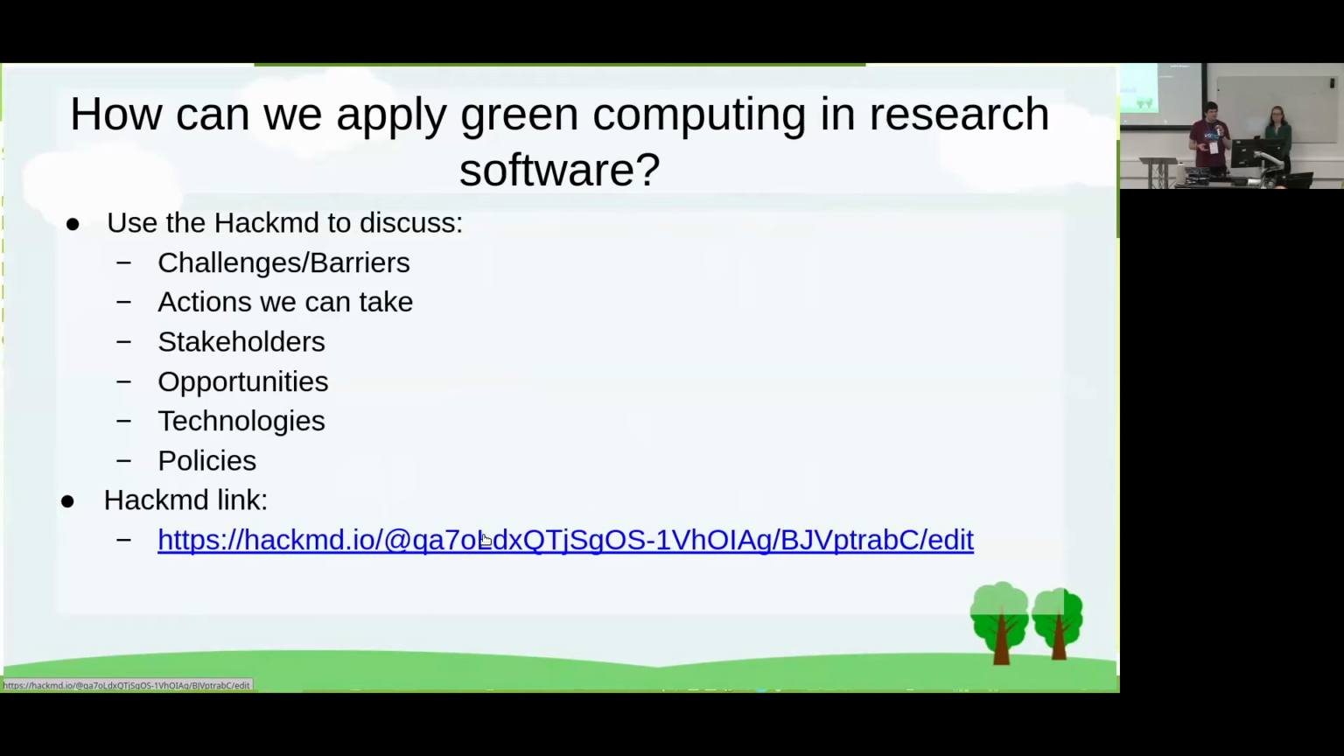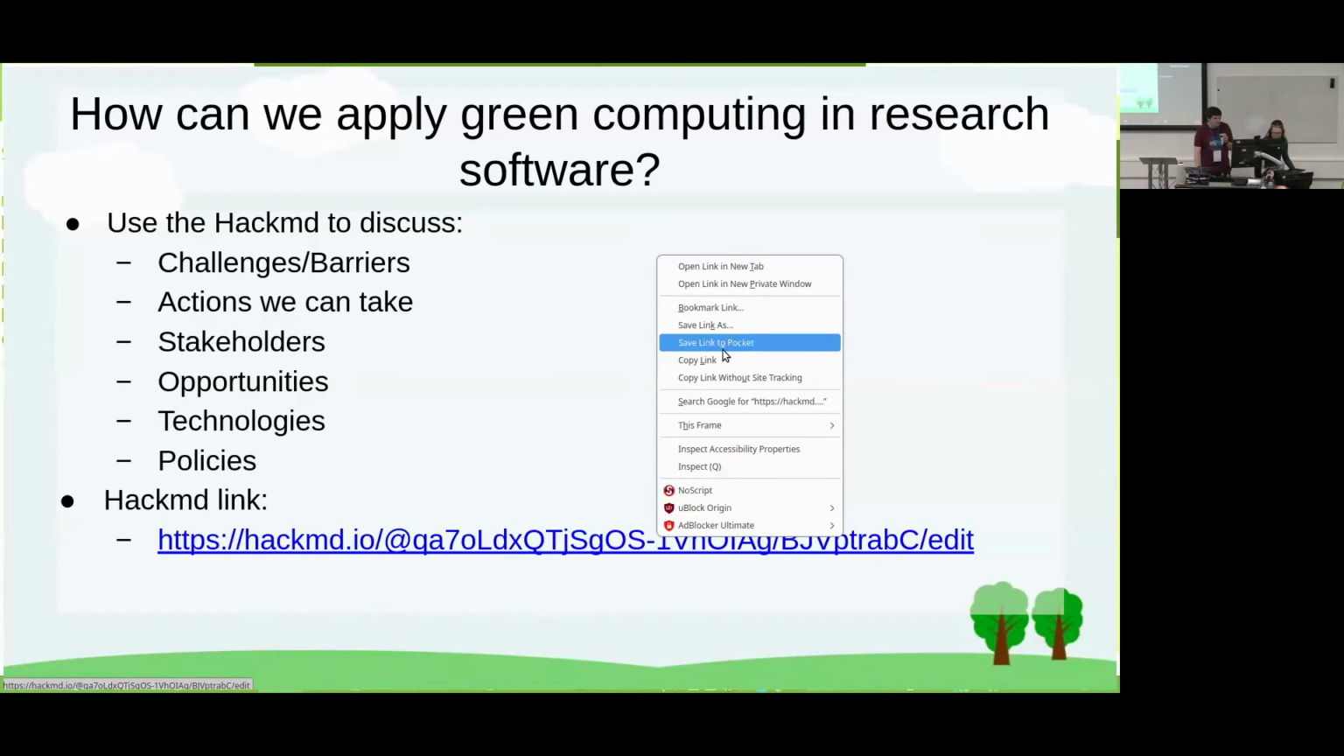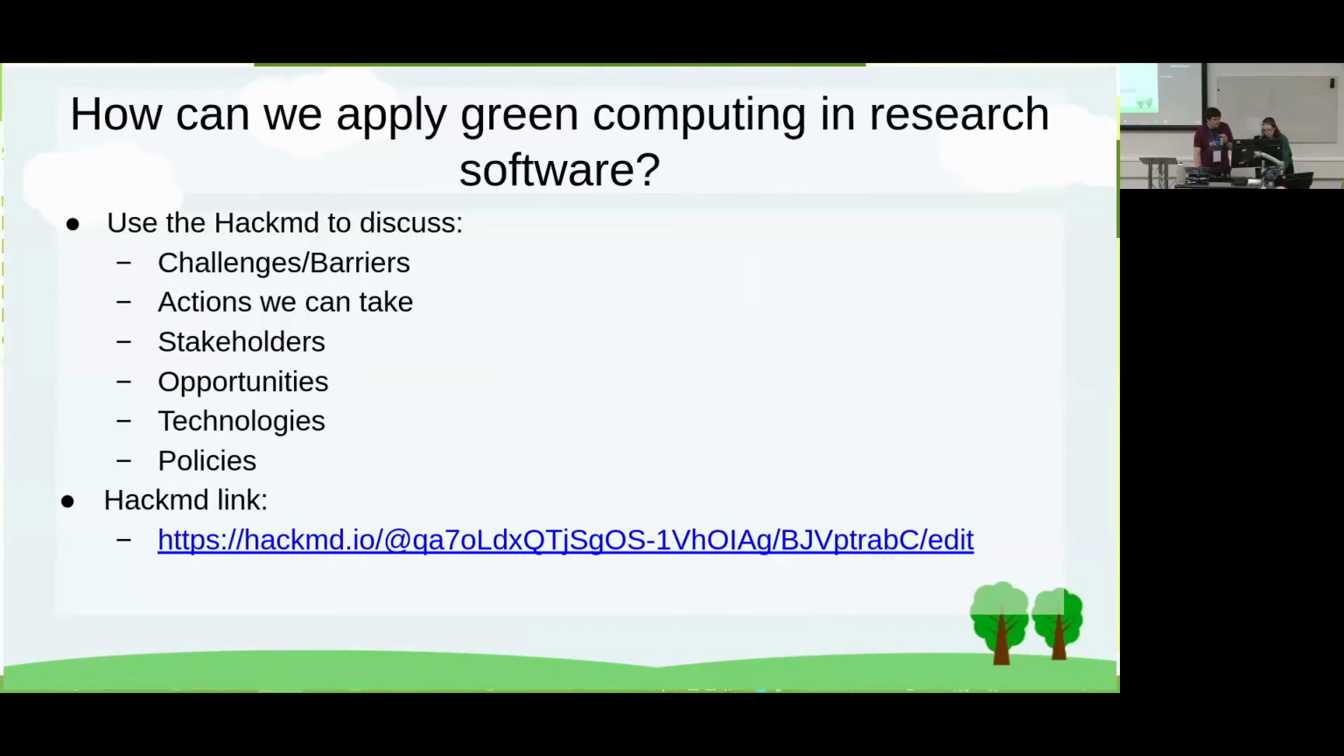On the back of that, we need to think about how we might apply this in the research software community. I've got this HackMD link that I'll paste in the Slack and the Zoom chat, just thinking about what are the challenges and barriers for us doing this in research software? What are the actions we might take? Who are the stakeholders who would get involved? It's probably not just the research software developers and the RSEs. What opportunities do we have? What technologies might we employ? And what policies might we use to enforce this? If we could take a few minutes to do that, I'll put the HackMD up on the screen as well. Let me just stick it in Zoom chat.